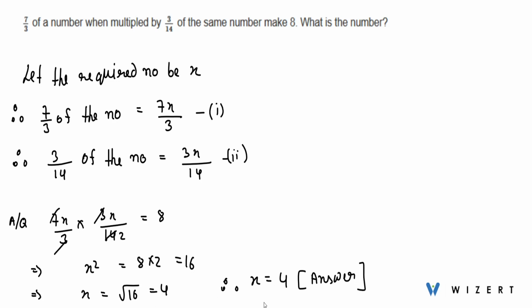Also, we can have x equals minus 4. So this will also be one of our answers, because if we put x equals 4, then positive multiplied by positive will result in a positive number, and again when x equals minus 4, then the product of two negative numbers also results in a positive number. So both of these satisfy the master equation, that is this equation. So both of them will be our required answer.